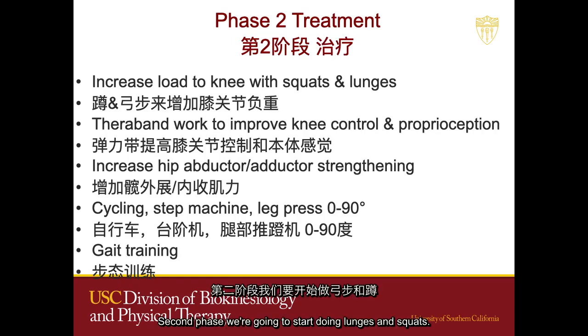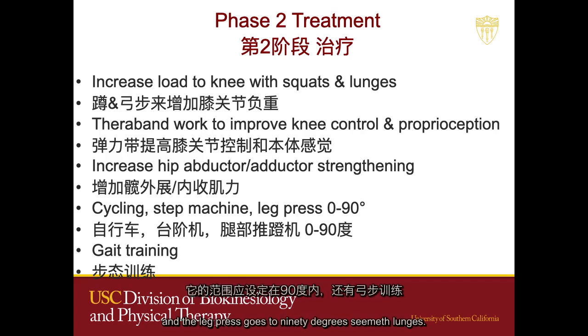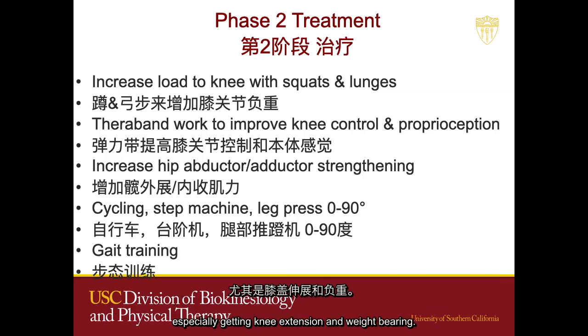Second phase, we're going to start doing lunges and squats. Our squats are still not going to really go past about 90 degrees. And you'll see there's a leg press on this list too, and the leg press goes to 90 degrees. Same with lunges. So we're staying above 90 degrees for our loaded knee flexion. But we can start doing cycling and go all the way around on a bicycle. We can do like the step machine. And then a lot of focus during this phase on gait training, especially getting knee extension and weight bearing.